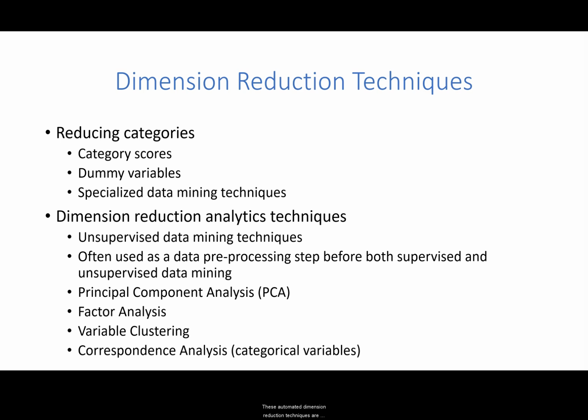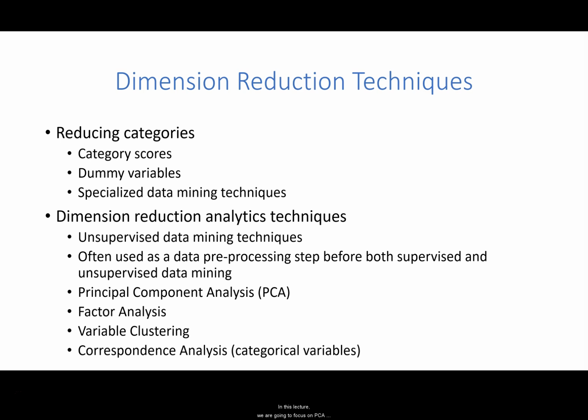These automated dimension reduction techniques are considered unsupervised data mining because no target variables are needed. Only predictor variables would be analyzed using these techniques. They are used as a part of data preprocessing to prepare the data for subsequent analysis, both supervised and unsupervised. These techniques include principal component analysis, or PCA, factor analysis, variable clustering, and correspondence analysis, which is the version of principal component analysis for categorical variables.